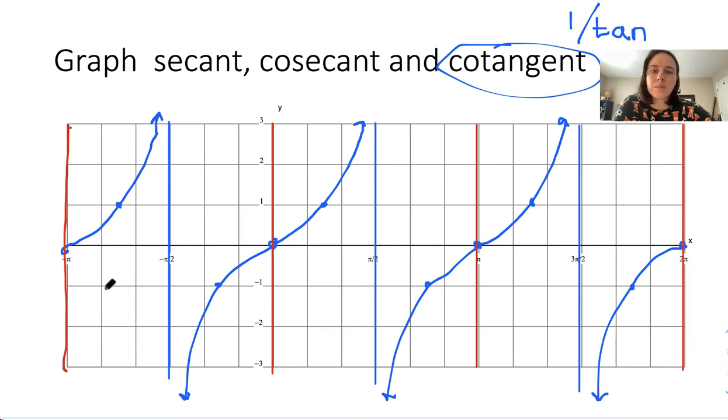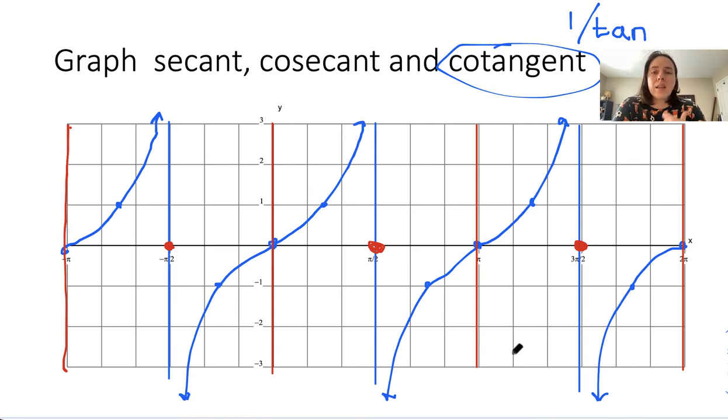Now with cotangent, we get the opposite thing. Where tangent crosses 0, there's a vertical asymptote. So the reverse is also true: where tangent has a vertical asymptote, cotangent is going to have a 0. So cotangent has a 0 where tangent has a vertical asymptote.